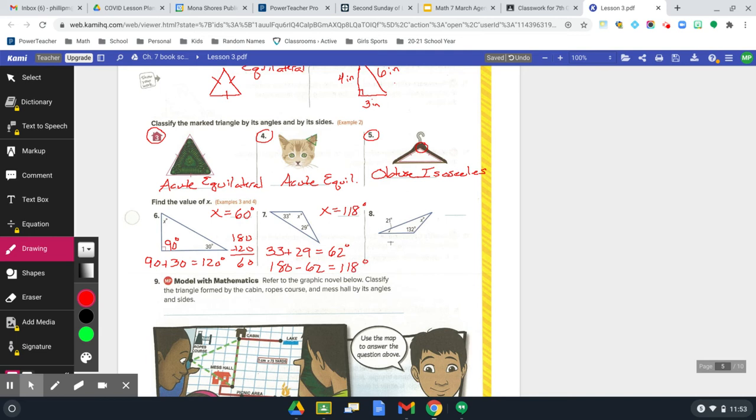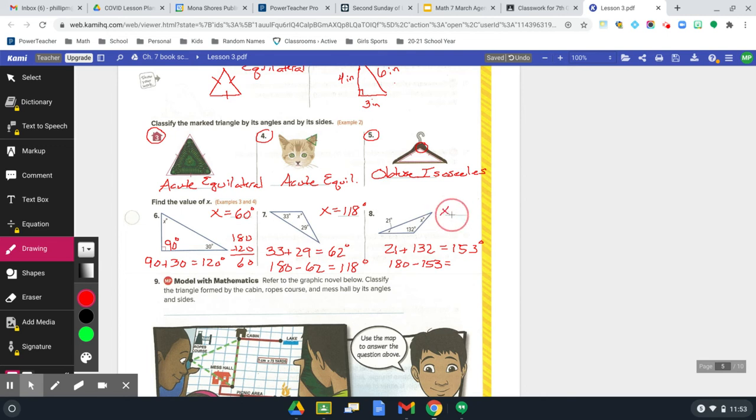Number 8, you have a 21-degree angle here and a 132-degree angle. Add those two together. We need to find X, the other third angle up there. So adding 21 and 132 should give you 153 degrees. And last step, subtract that from 180.